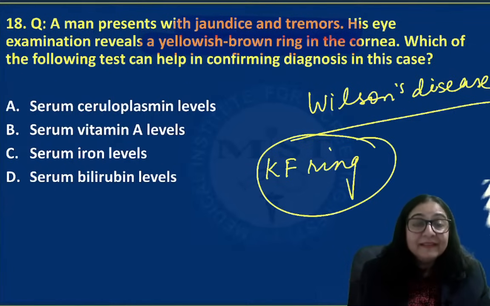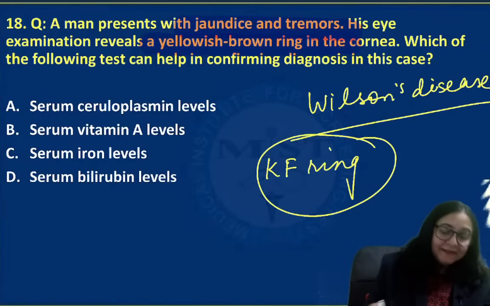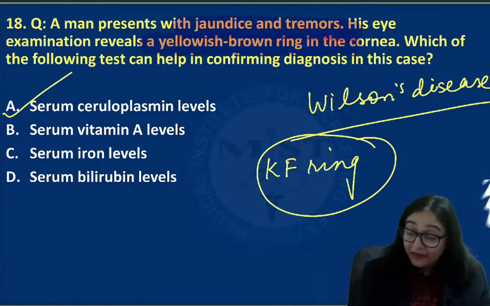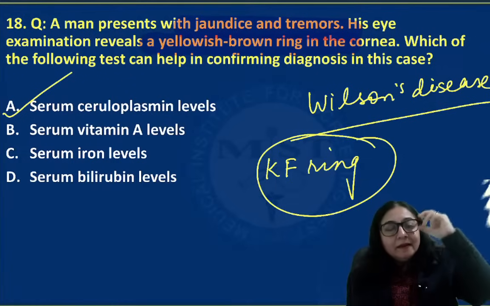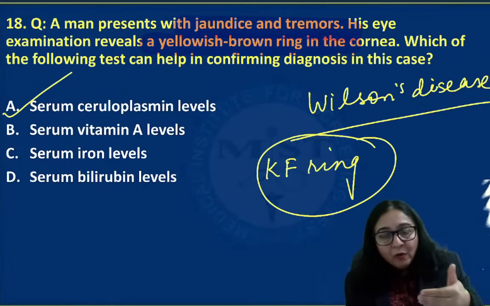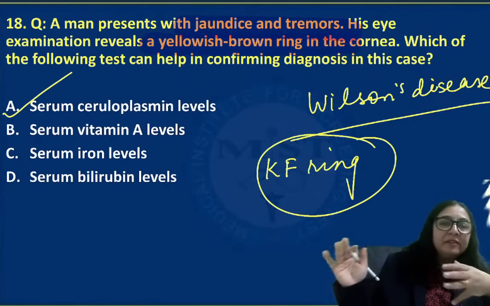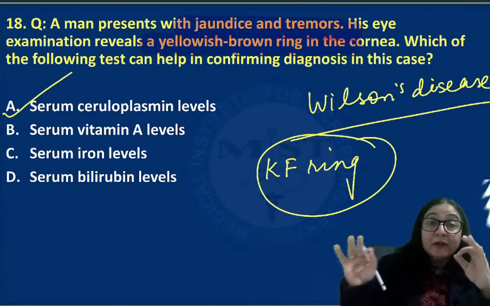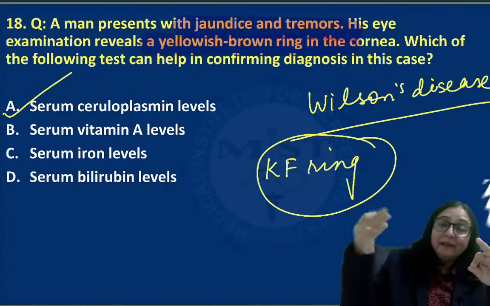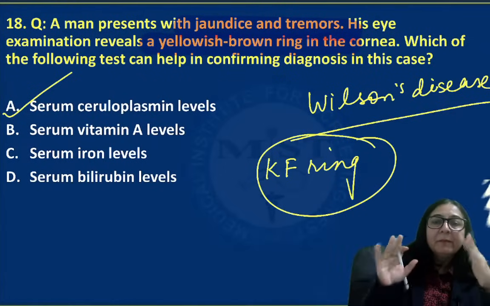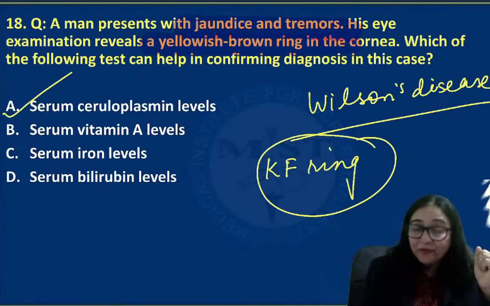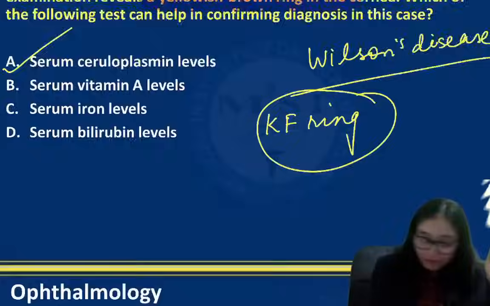So in Wilson's disease, which test you think will be helpful here? All of you are right, serum ceruloplasmin level. Because in Wilson's, ceruloplasmin becomes low and the copper becomes excessive. So that is why there is copper deposition. So it has nothing to do with vitamin A, iron or bilirubin level to confirm the diagnosis. Bilirubin will be high because of the jaundice, but ceruloplasmin is one test which will help us there. You are already telling me the gene defect also, so nice.